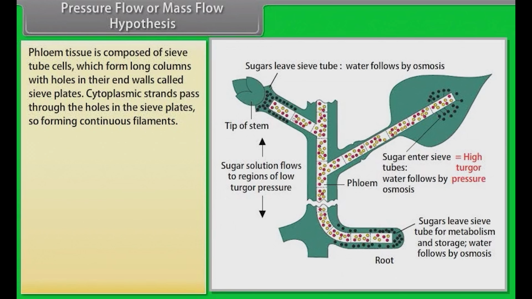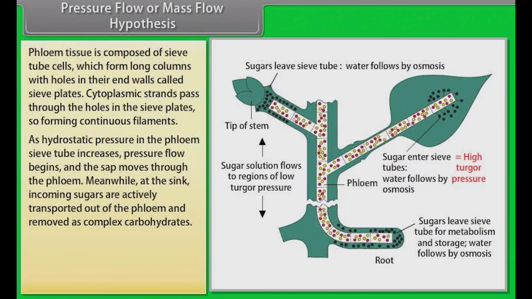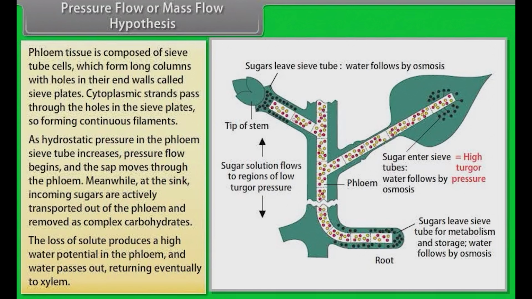Phloem tissue is composed of sieve tube cells, which form long columns with holes in their end walls called sieve plates. Cytoplasmic strands pass through the holes in the sieve plates, so forming continuous filaments. As hydrostatic pressure in the phloem sieve tube increases, pressure flow begins, and the sap moves through the phloem. Meanwhile, at the sink, incoming sugars are actively transported out of the phloem and removed as complex carbohydrates. The loss of solute produces a high water potential in the phloem, and water passes out, returning eventually to xylem.